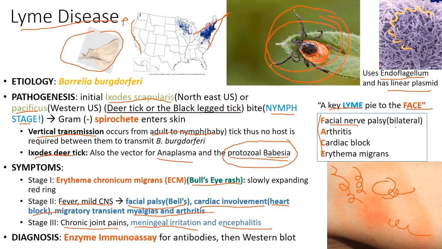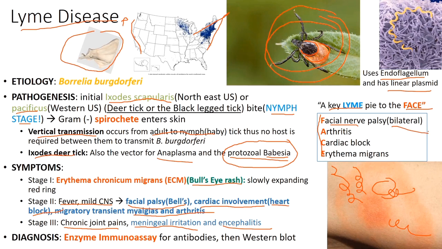which makes sense because with Bell's palsy we're usually thinking of an injury to the facial nerve. So how common do you think someone gets injured bilaterally on their facial nerve? Not really. However, if you have an infection that's spreading all over your whole body, it makes sense that it more likely can be bilateral. And so this is a key feature that you should know for boards.